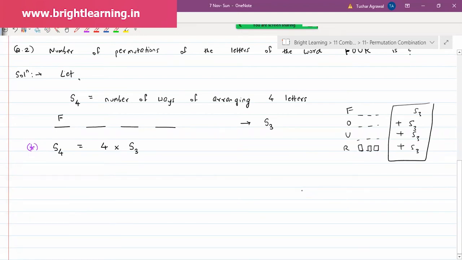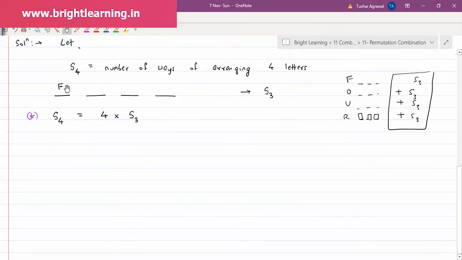Yes, sir. Right now we do not know the value of S3, correct? So, S4 is equal to 4 multiplied by S3. Now my target is to find this S3. What is the value of this S3? How did we obtain S3? F we have already fixed.